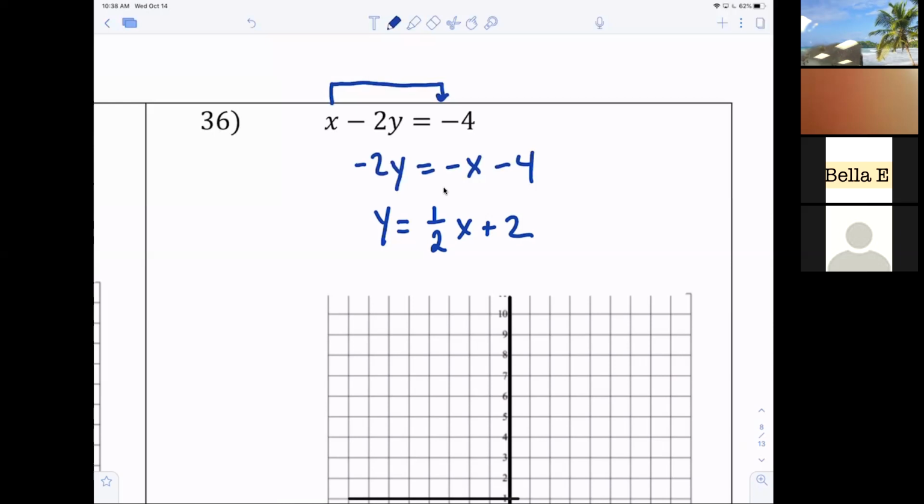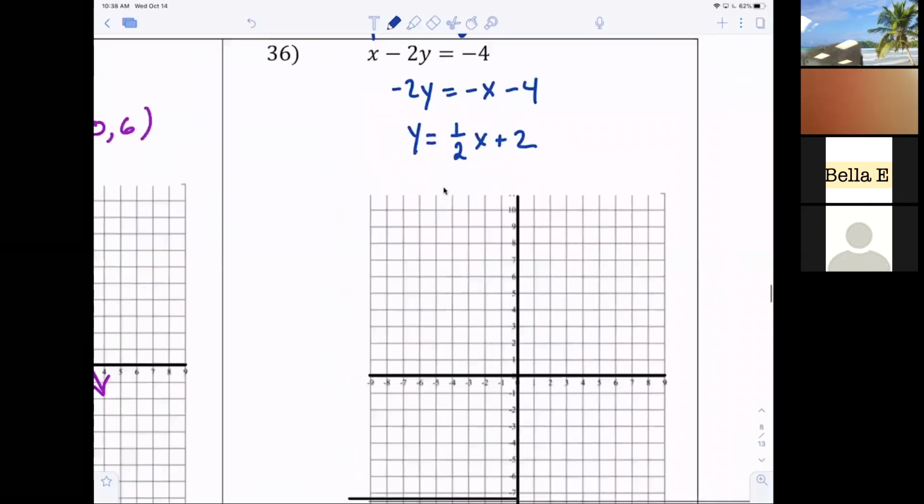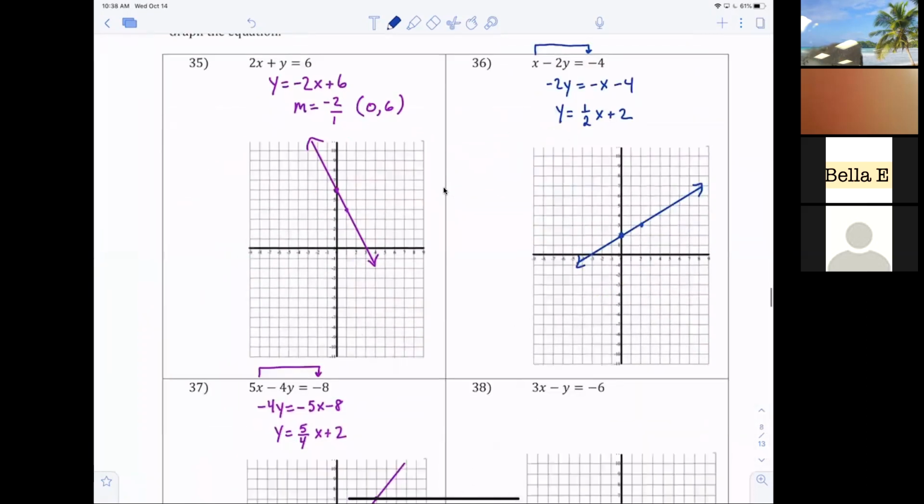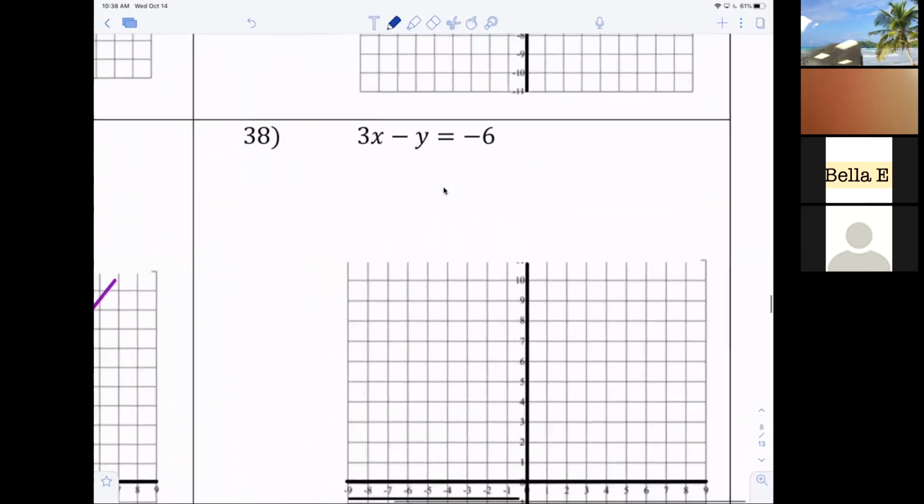Y equals one half x plus 2. Everybody good? So now, what am I doing, Mr. Strickland? Up 2. From there, I go what? Up 1, to the right 2. We are brilliant. All right, there you have it. All right, I'm happy with that. Let's knock out 38. Uh-oh, we got all types of trouble with 38.